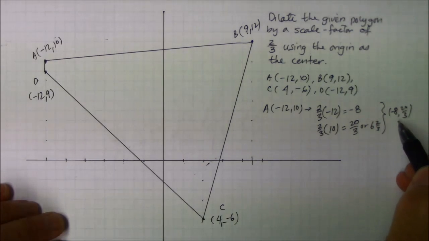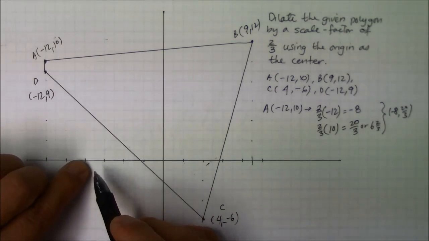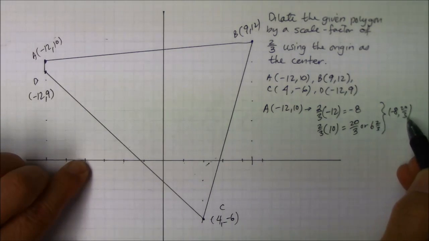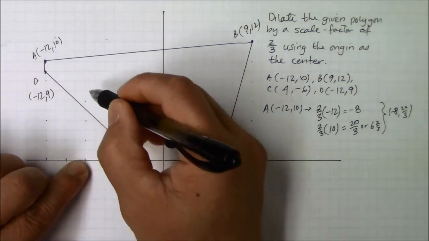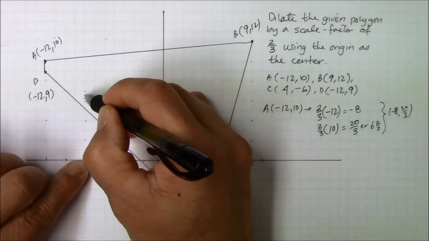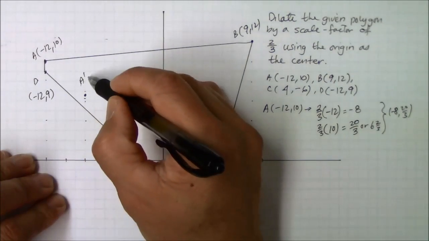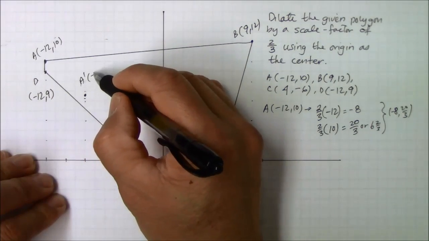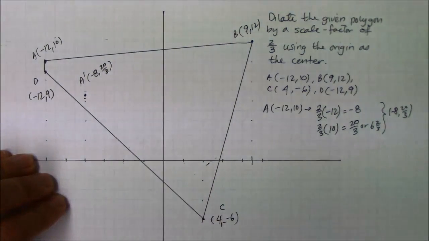So -8, 2, 4, 6, 8, and it's going to be 6 2/3 or 20 over 3. So 6, 2, 4, 6. Let's divide this into 1, 2, 3. So 2/3 is kind of like over here somewhere. Right there. So that's going to be A prime with the coordinate of -8 and 20 over 3. Yeah, you could do that.